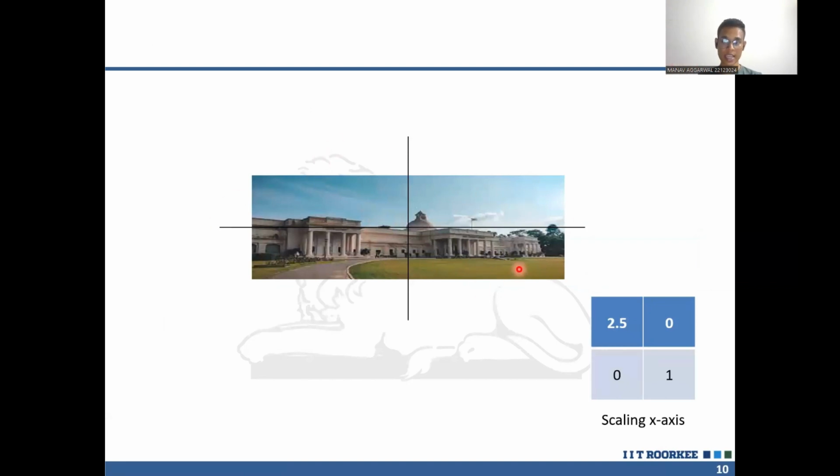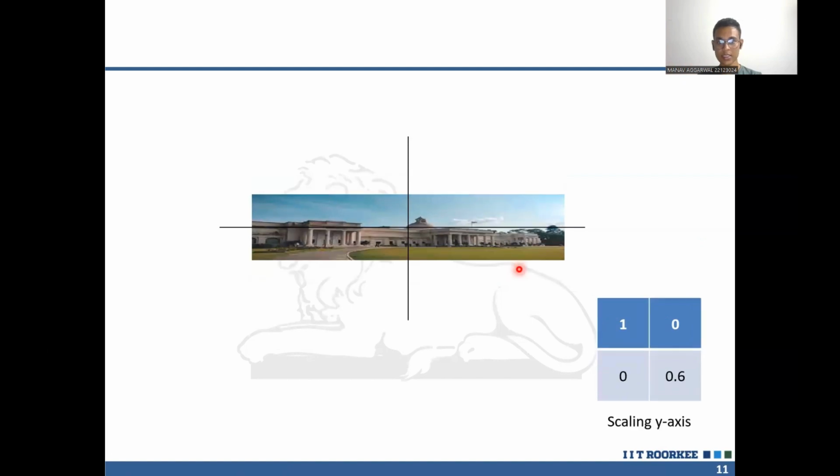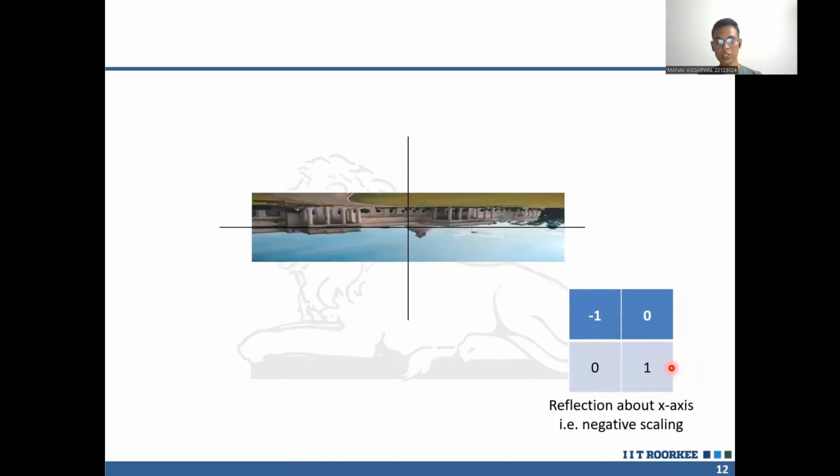Similarly, now taking up the second operation, that is scaling the y-axis. As you see, the y-axis has been shrunken due to this scaling factor, which is less than 1. Talking about the final transformation, we talk about the negative scaling along the x-axis. That is, minus 1 scaled, which causes reflection about the x-axis. Thus, we see what we have ultimately reached.